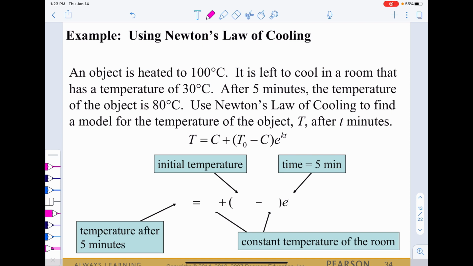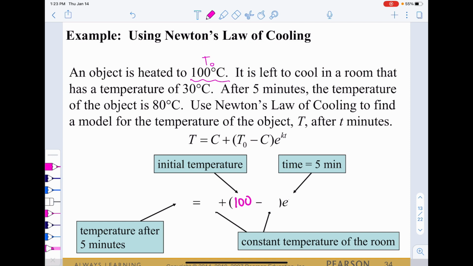So this says after 5 minutes, the temperature of the object is 80 degrees Celsius. So we went from 100 degrees to 80 degrees. It says use Newton's law of cooling to find a model for the temperature of the object T after lowercase t minutes. So we are going to look for our initial temperature. What are we starting at? The object is heated to 100 degrees Celsius. That's our initial temperature, which means that's our T sub O, the starting point. So we are going to have an initial temperature of 100.